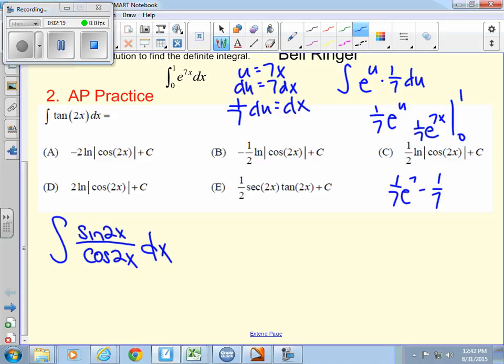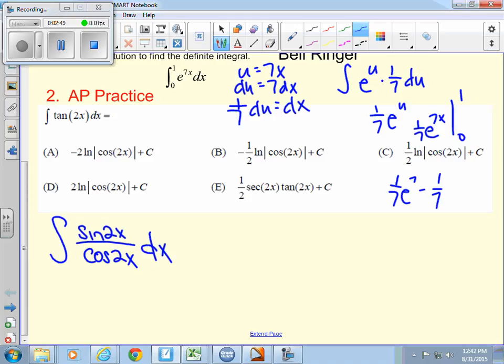Secant squared is the derivative of tangent, and secant tangent is the derivative of secant, right? So if you come to one that's already one of your rules, it's a little easier. This one's tough because it has sine over cosine, or tangent, and tangent is not an antiderivative of anything we know. So we've got to break it up into sine over cosine. So I'm going to let u be the denominator. That way the sine will cancel.